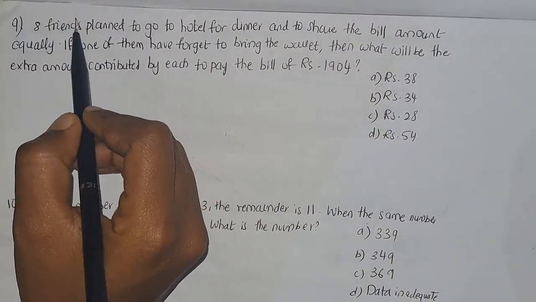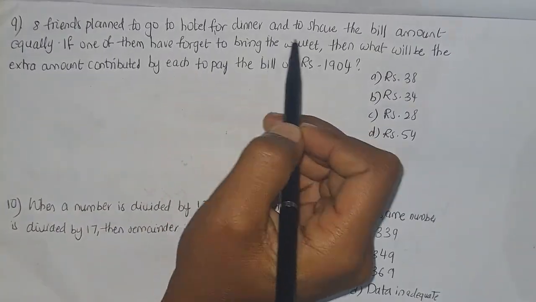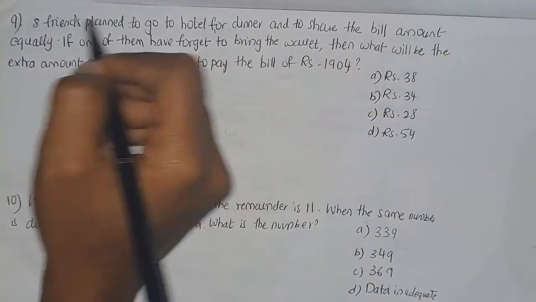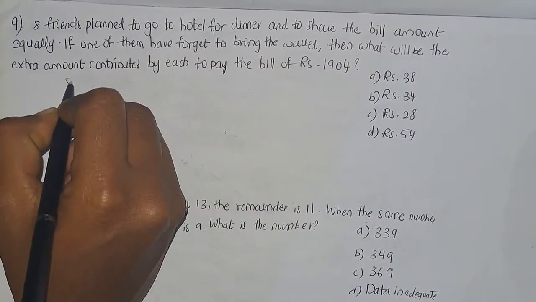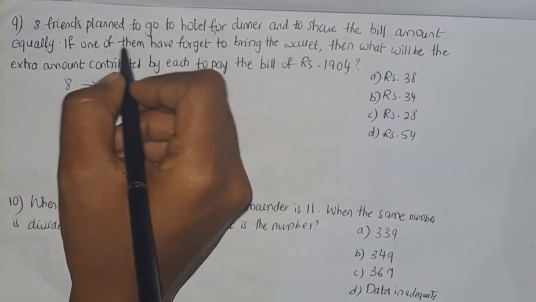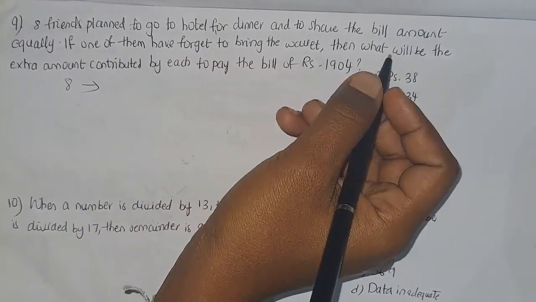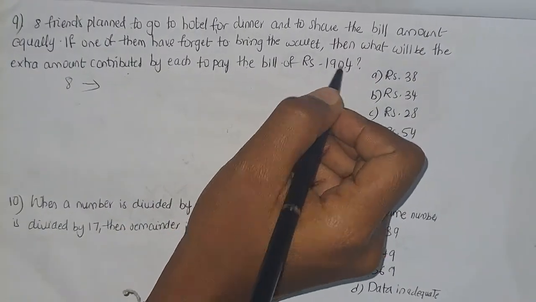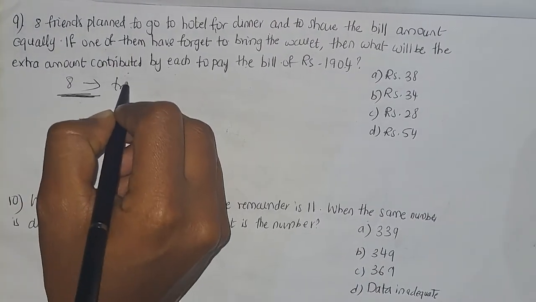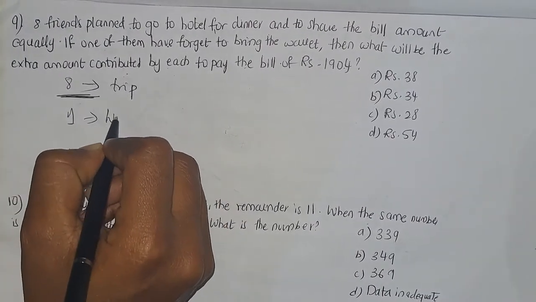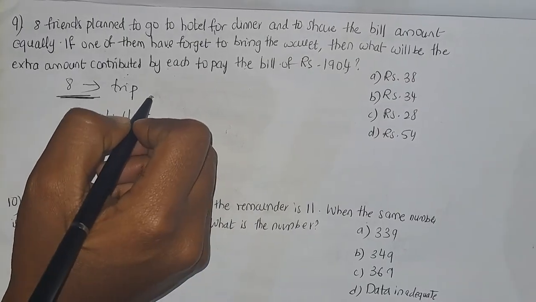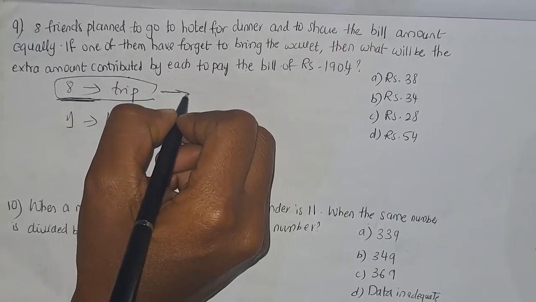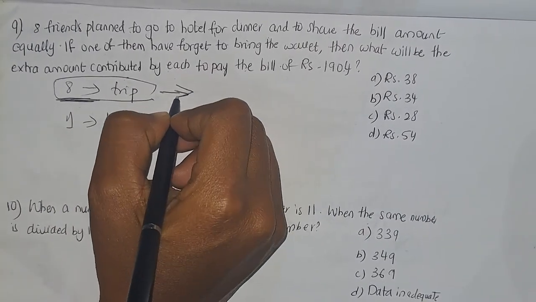In this question, 8 friends plan to go to a hotel for dinner and to share the bill among them equally. So 8 members went for the trip. If one of them has forgotten to bring the wallet, then what will be the extra amount contributed by each to pay the bill of rupees 1904? So actually 8 members went for a trip, but one person forgot his wallet. If actually 8 members went and took their wallets, then how much amount will they pay each?